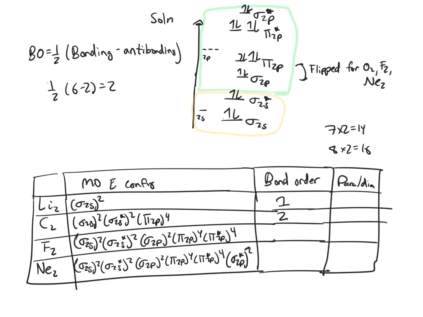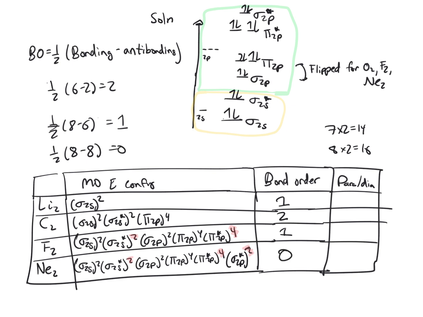F2 has a bunch of electrons. 8 are bonding electrons, and 6 are going to be antibonding electrons if I count those up. So that's going to be 1/2 of 8 minus 6, which is just equal to 1. Ne2, on the other hand, I have 2 extra antibonding electrons here, so 8 total antibonding electrons, so 1/2 of 8 minus 8 is equal to 0 as the bond order there.